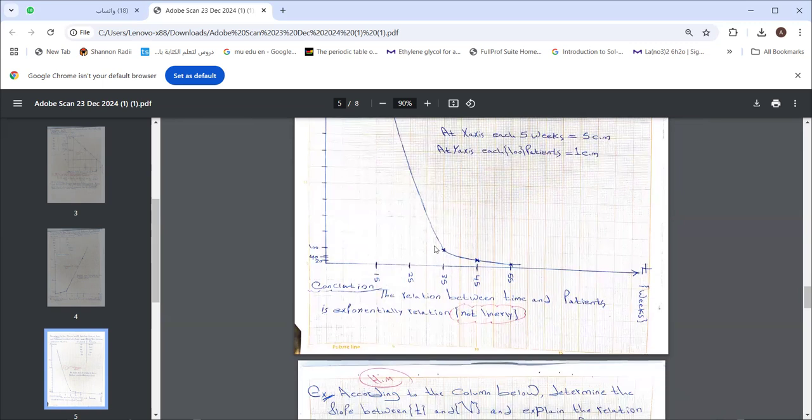And let me not forget that this point is important. We will talk about it in the diode experiment. I will explain many important things related to the diode characteristic. Here we can say at week number 35, the patient number is decreased too much to reach 55, to reach 20 maybe after week 55.